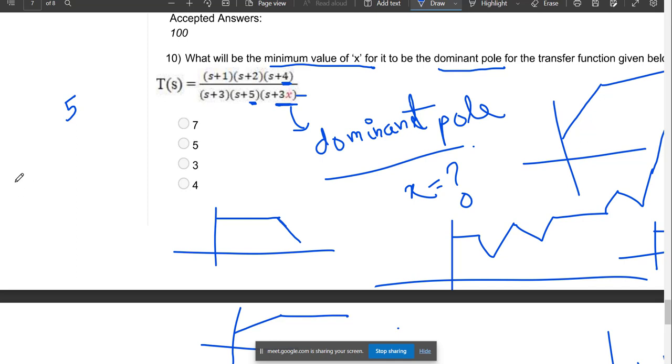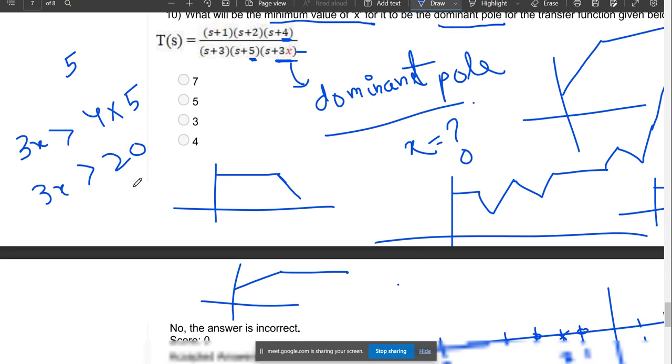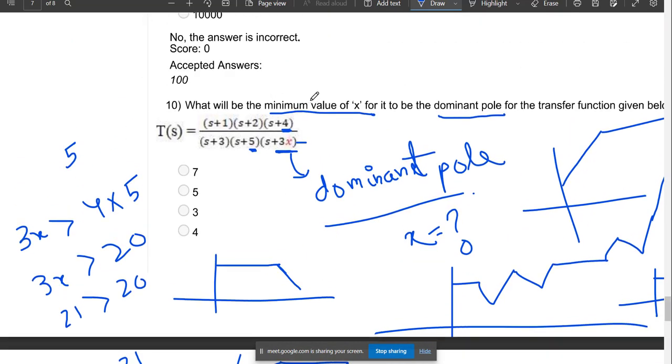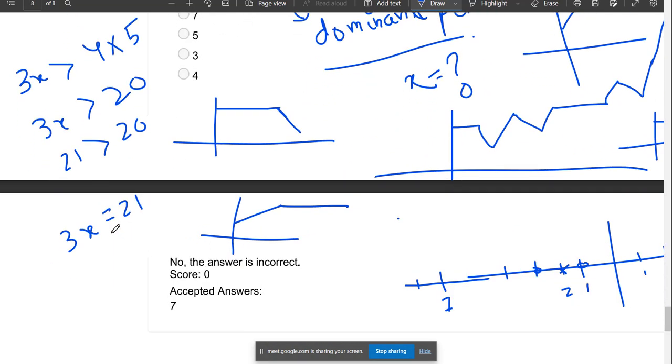So this dominant pole, that is 3x, has to be greater than 4 times the nearest pole or zero, that is 4 into 5. So our 3x has to be greater than 20. For the minimum value, we can take this as 21. 21 will be greater than 20, right? It can be more also, it can be 22, 23, 24, 25, but since we are asking for the minimum value of x, we will take 21. So here x will be 7.